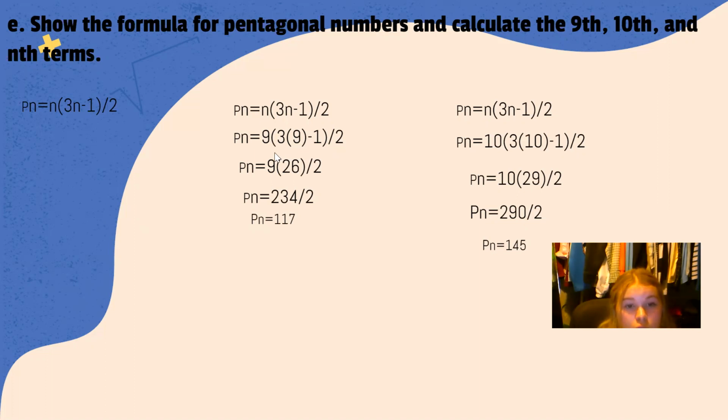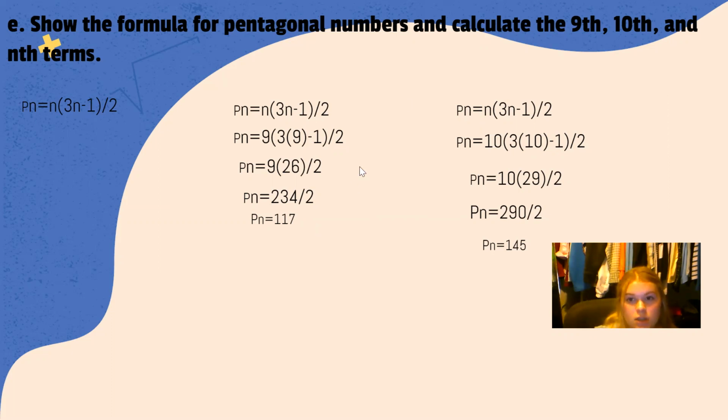So 3 times 9 minus 1: 3 times 9 is 27, minus 1 is 26. So we're going to do those parentheses first. Then we're going to multiply again, because it's just left to right. 9 times 26 is equal to 234, and divided by 2 is equal to 117. And as we saw in that last slide, if you're paying attention, our total for our pentagonal number was 117 when we did our 9th arithmetic progression, but our 9th pentagonal number is 117.